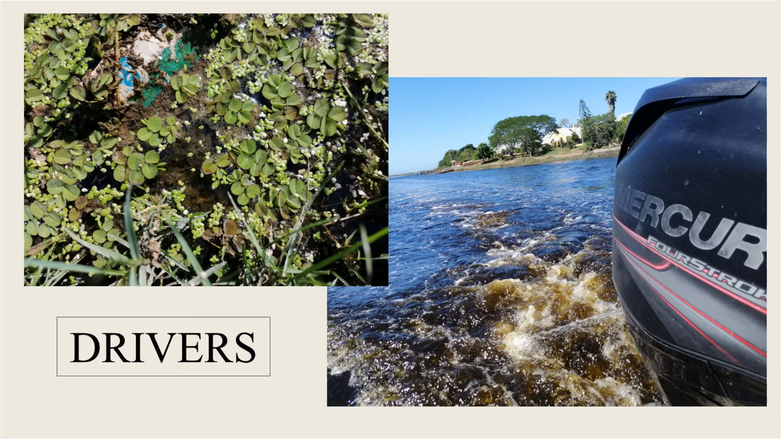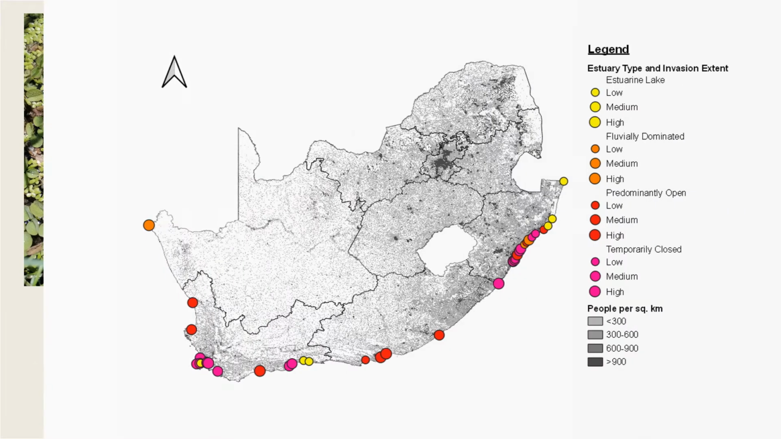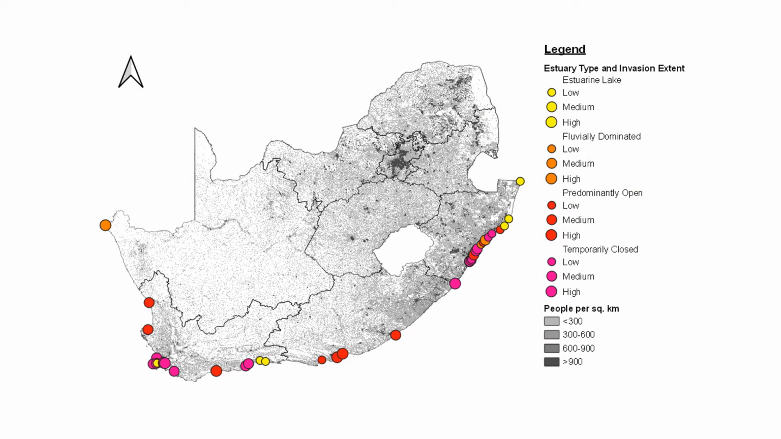Another driver for the occurrence in estuaries is rapid coastal urbanization. This map shows the population density of South Africa, which is overlain with the occurrence of invasive aquatic plants in estuaries. The bigger the dot, the higher the invasion pressure, whether in extent or number of species present. The colors reflect different estuary types. Here we can clearly see that there are clusters of high invasion pressure surrounding the major coastal cities, from west to east, Cape Town, George, Port Elizabeth, East London, and Durban.